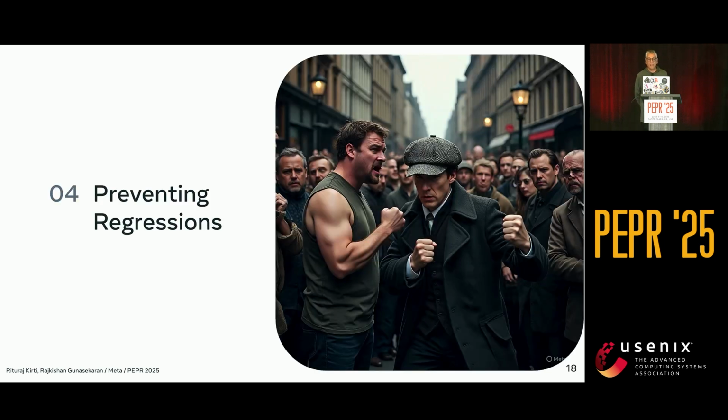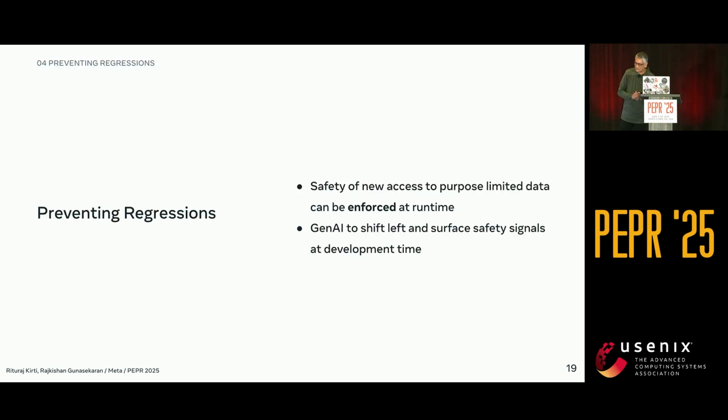Another example we have is of preventing regressions. You can see my example of trying to have Sherlock Holmes trying to prevent regressions. But all right, so while we enforce policy checks at runtime, not everything can be runtime enforced.